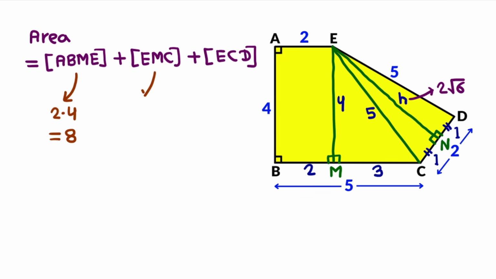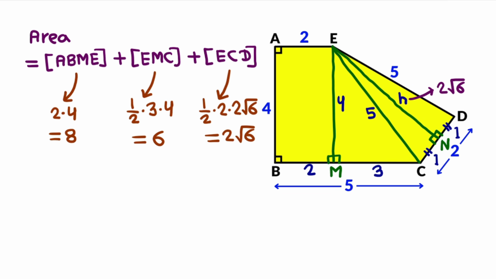Next, triangle EMC. Its base is 3, its height is 4. So its area is 1/2 times 3 times 4, which equals 6. Finally, triangle ECD. Its base is 2, and its height is 2 square root of 6. Its area is 1/2 times 2 times 2 square root of 6, which simplifies to 2 square root of 6.